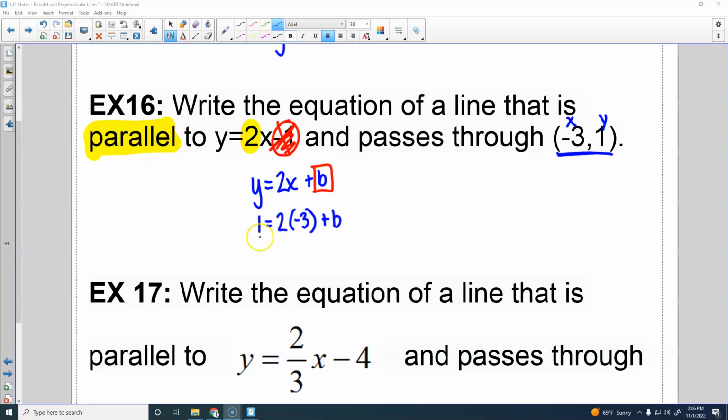Okay, and we're just going to solve that for b. So y1 equals negative 6 plus b. We will add that 6, and we get 7 for our b. So that's our y-intercept. Y equals 2x plus 7.